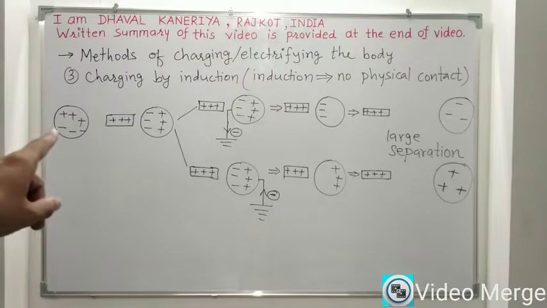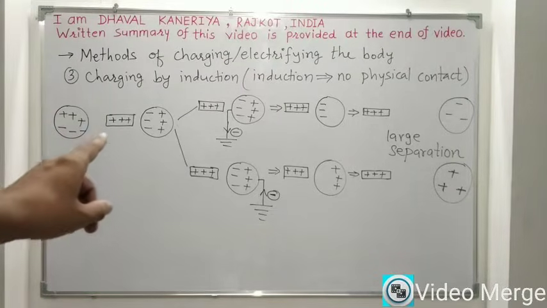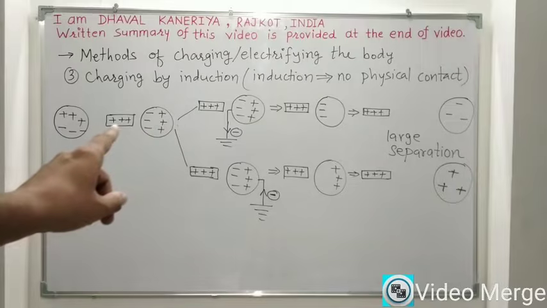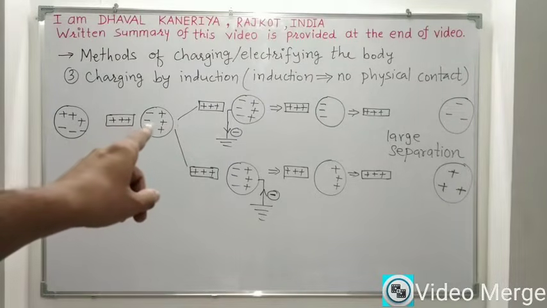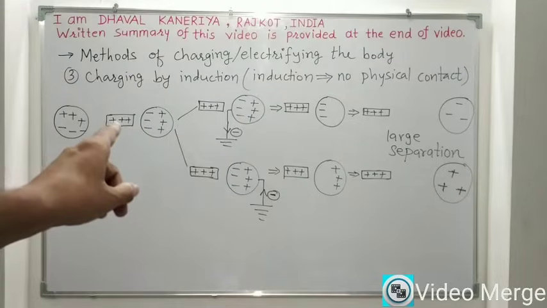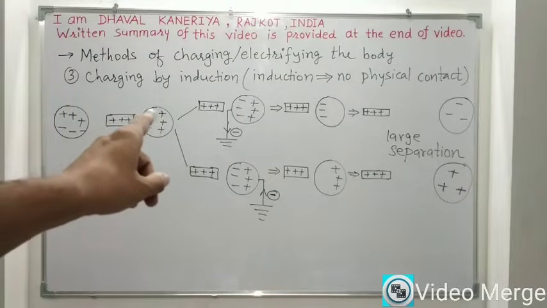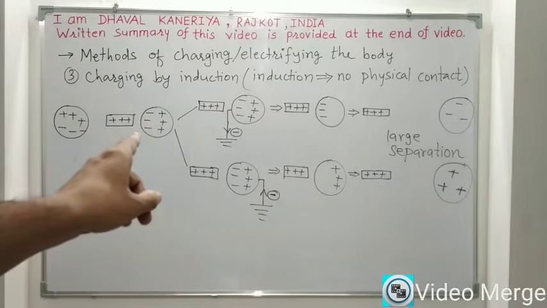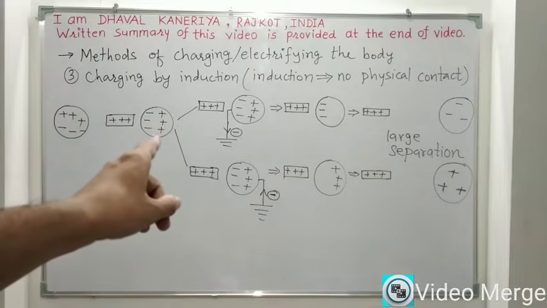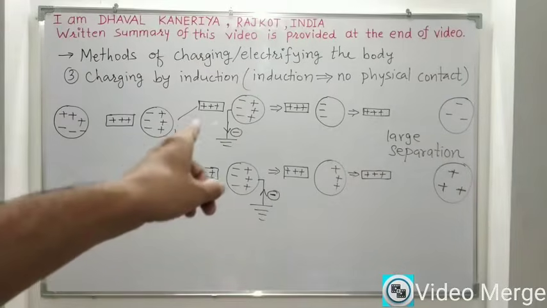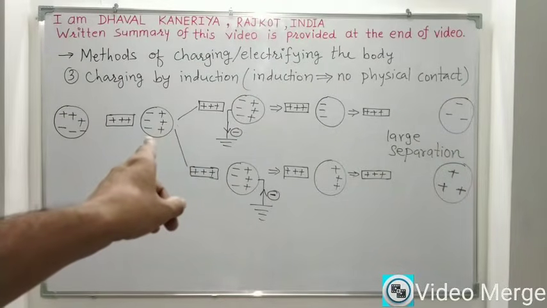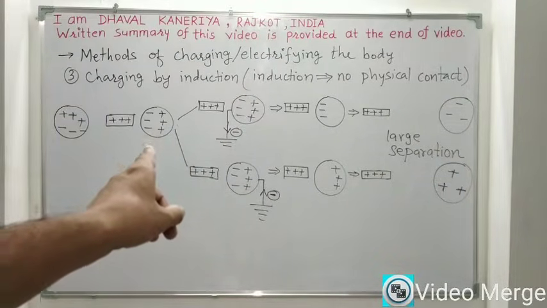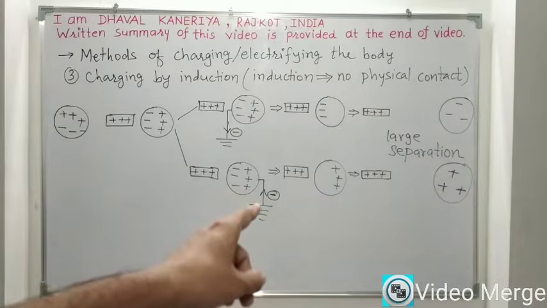This is a neutral body. This is the same body, but another charged body is brought near to this body without any physical contact between them. So the charges are induced, separated. Negatives on left side, positives on right side. Now this body can be provided earthing in two ways, on left hand side and right hand side.